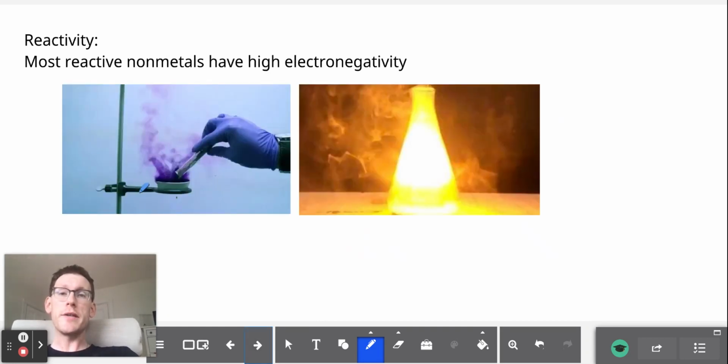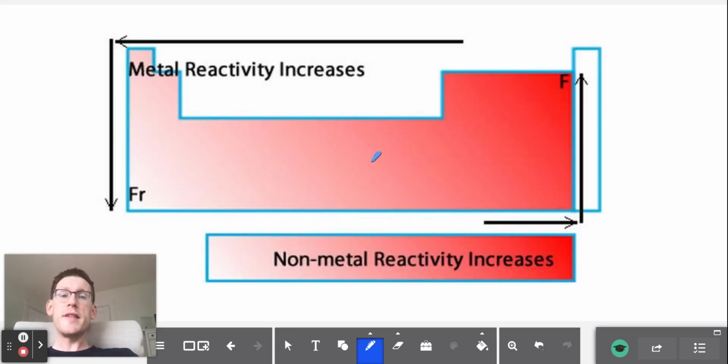Also, the most reactive nonmetals are those with higher electronegativity. So, for example, chlorine reacting with sodium explodes, but iodine, when reacting with sodium, creates a much more muted response because iodine has a lower electronegativity and chlorine a higher. What we see in general is that reactivity is greater as you go towards fluorine top right and towards francium bottom left. So that is all for this video.